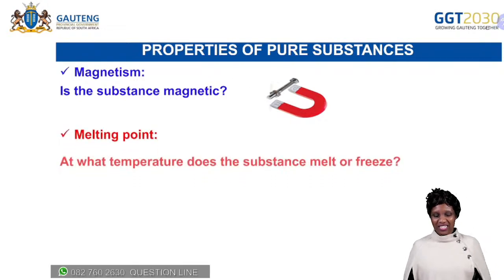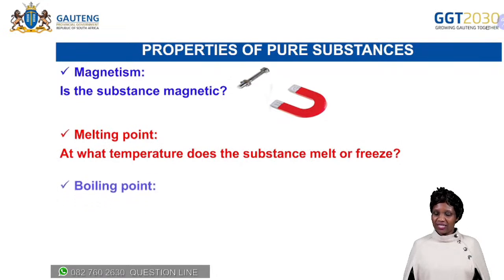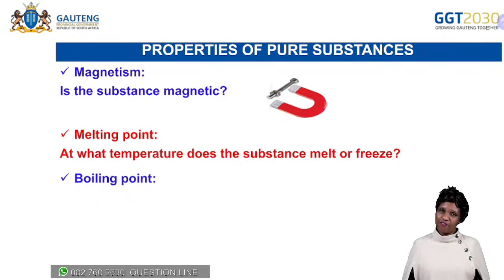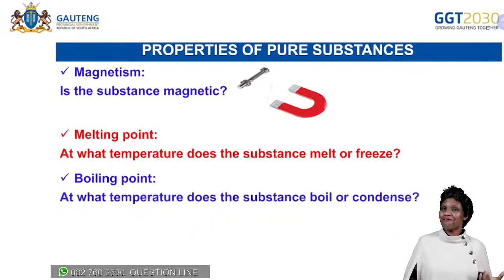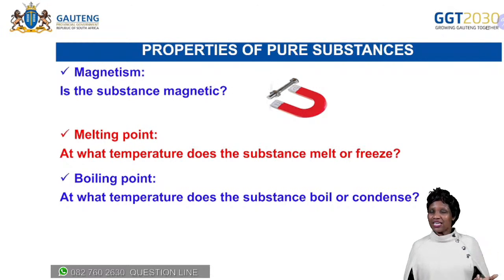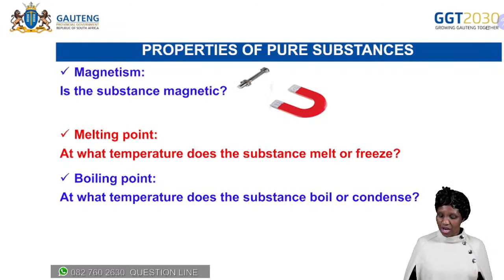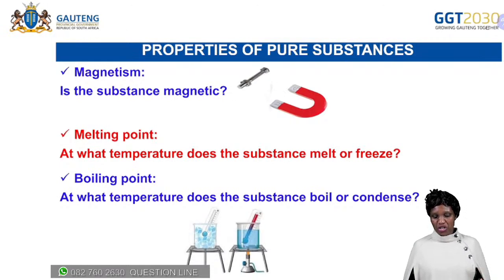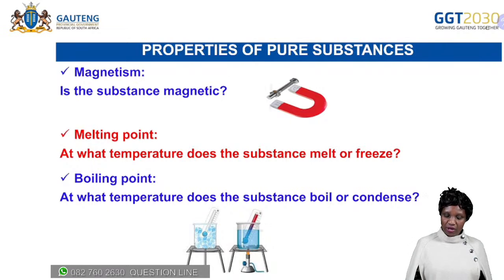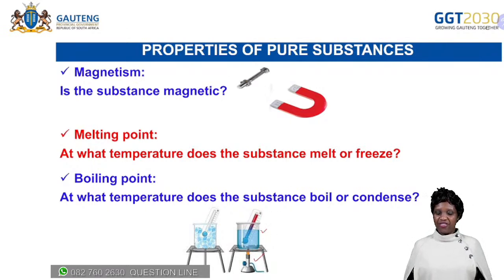And then we've got the melting point. At what temperature does the substance melt or even freeze? We call that the melting point. And we also have the boiling point. At what temperature does the substance boil or even condense? We call that a what? A boiling point. For example, if you take 2 beakers and then the other one, you add heat. For example, this one, it has got a Bunsen burner, and then you measure the temperature. It's not going to be the same as the other one that doesn't have heat.